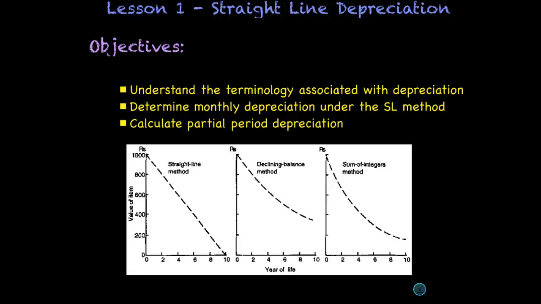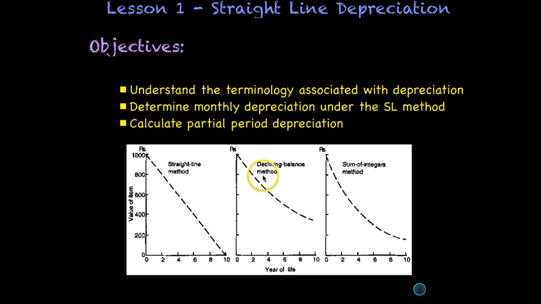Welcome to Lesson 1, Straight Line Depreciation. Our objectives are to understand the terminology associated with depreciation, to determine monthly depreciation under the straight line, and to calculate partial period depreciation. There are many methods to calculate depreciation. However, straight line is probably the easiest and it's very commonly used.